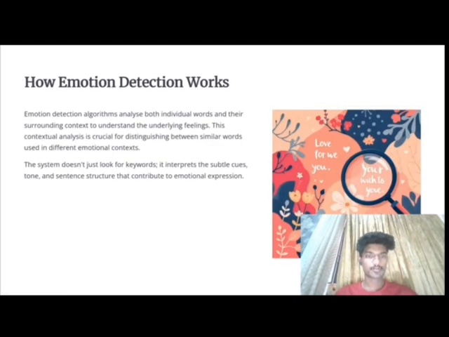How does emotion detection work? The emotion detection algorithm analyzes both individual words as well as the surrounding words to understand the underlying feelings. This contextual analysis is critical for distinguishing between similar words used in different emotional contexts. The system doesn't just look for keywords, it interprets the subtle cues, tones, and sentiment structures that contribute to emotional expressions.